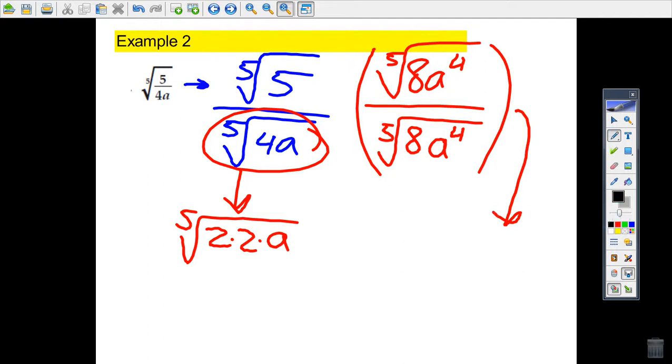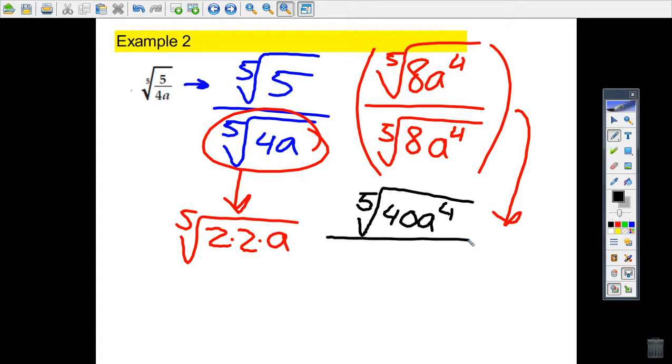Okay, so, well, what is the 5th root of 5 times the 5th root of 8a to the 4th? Well, that's going to be the 5th root of 40a to the 4th. Are there any groups of 5 in 40? I think not, because 8 is 2 times 2 times 2, and 5 is 5 times 1. So in 2 times 2 times 2 times 5, there's no groups of 5 of any.